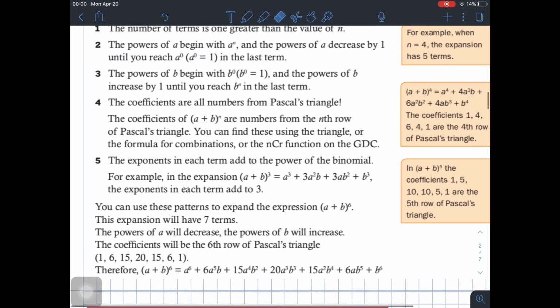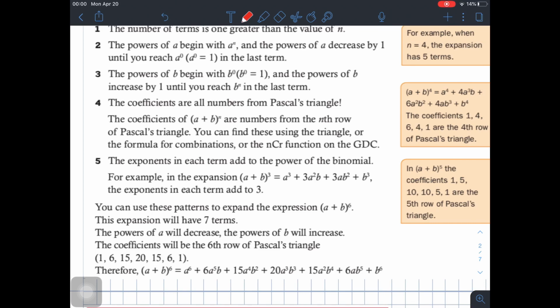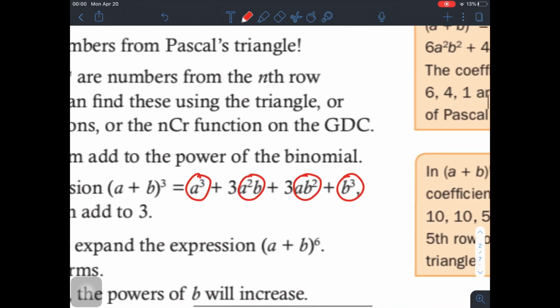Then, property number 5 says the exponents in each term add to the power of the binomial. For example, in the expansion of a plus b cubed, we get a cubed plus 3a squared b plus 3ab squared plus b cubed. So the exponents in each term add to 3. Every time here we have a cubed, so this adds up to 3. Then this is a squared, this is b to the power of 1. 2 plus 1 is also 3. Then 1 plus 2 is also 3. And finally, 3 plus 0 is also 3.